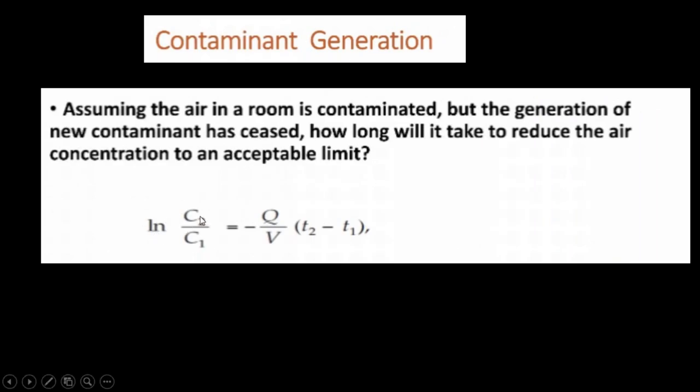That is, log natural of C2 over C1 equals minus Q over V, times T2 minus T1. Here we put a minus sign because when we deal with the natural log, we get the answer in negative. To make it positive, we put the negative sign. Here we should remember that in the examination, the formula may be without the negative sign. If there is a numerical about this formula where there is a log natural, we must remember that we have to put the minus sign from our side. This is the similar formula we used previously, only the contamination generation rate has become zero, and we have achieved this formula.